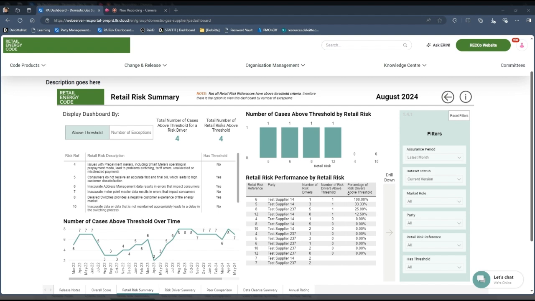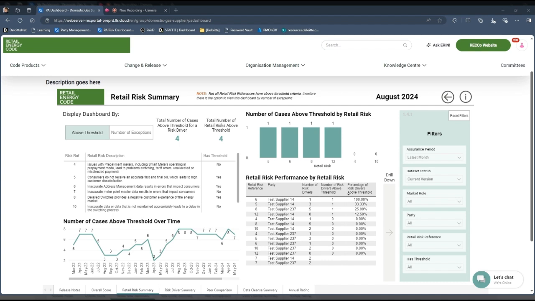This tab has two views related to the thresholds set for particular risk drivers. This is changeable on the top left in Display Dashboard By. The above threshold view displays which retail risks you have breached threshold on for one or more instances in a month. It also shows how you are trending over time in terms of the number of retail risks where you've exceeded the threshold.